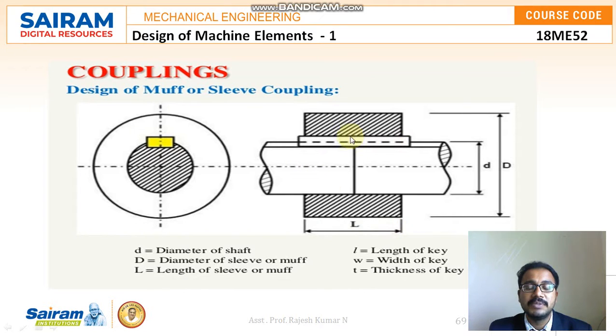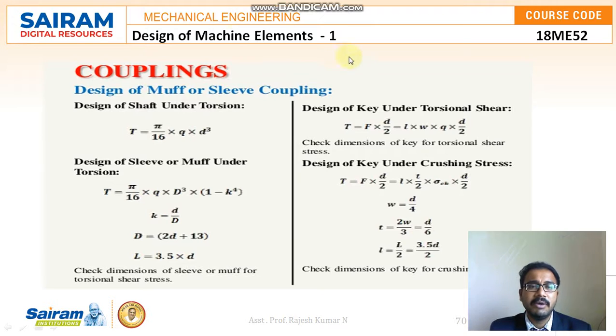When we speak specifically about the key, we have small l, the length of the key, small w, the width of the key, and small t, the thickness of the key. So, design of the muff or sleeve coupling. The first step is design of the shaft under torsion. The formula to be followed is T equals pi by 16 into Q into d cube. From this we will find the d value, because the T and Q values will be known. So the diameter of the rod or shaft will be found from this step.